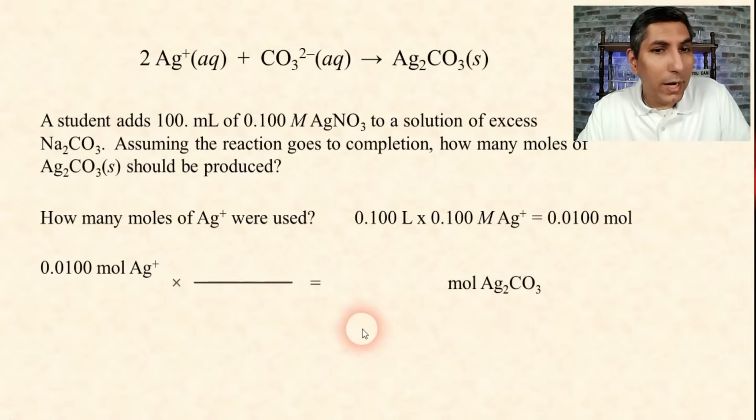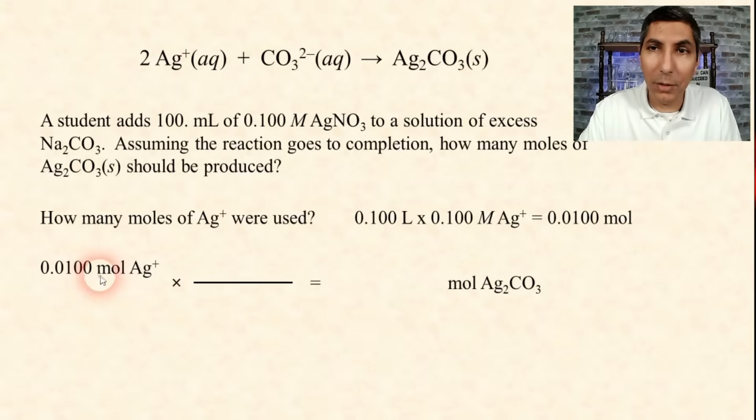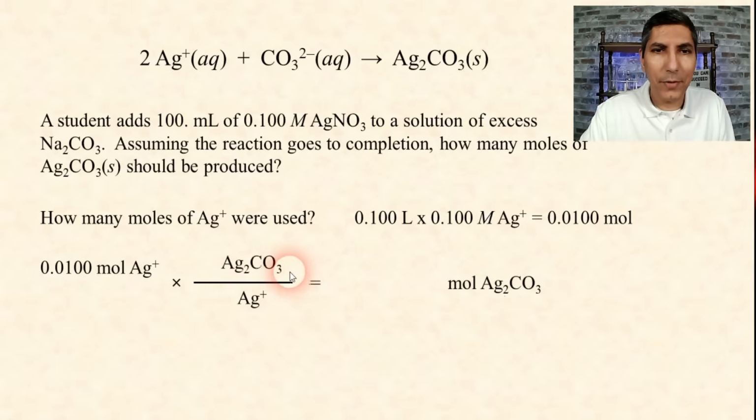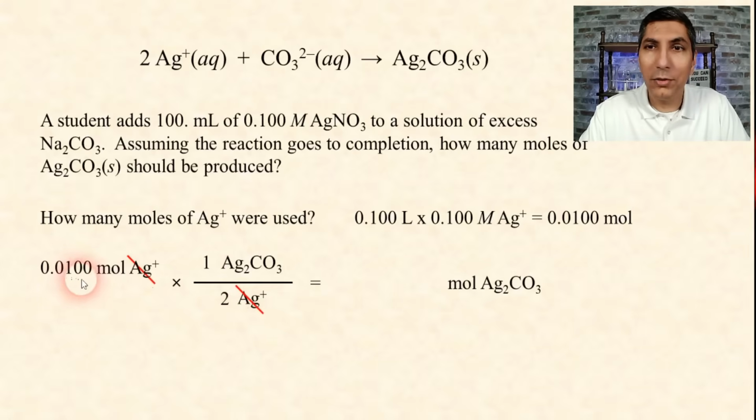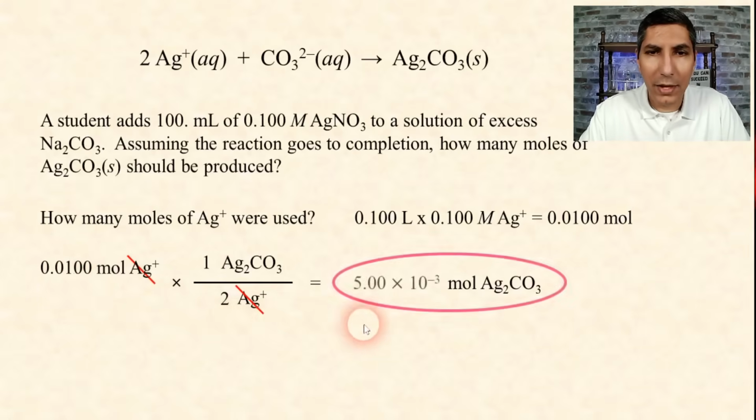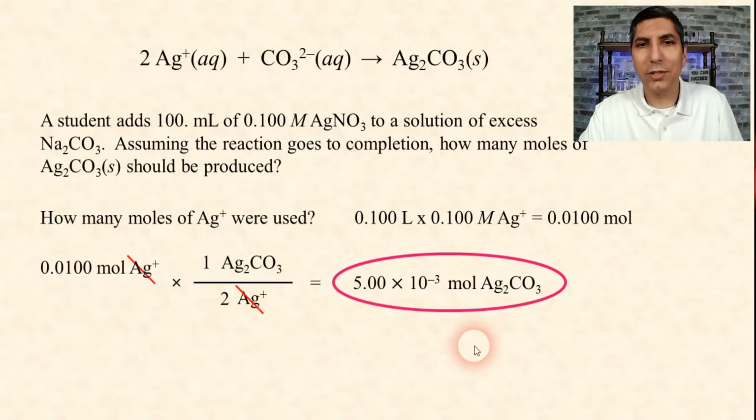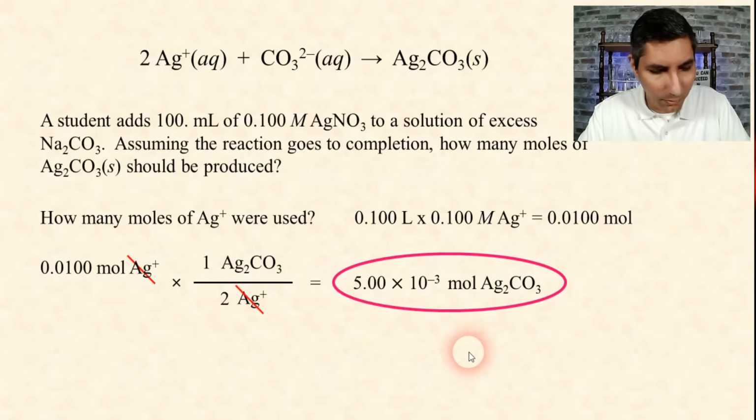So essentially, right now, I just have to do a mole ratio because step one is convert to moles, and I'm in moles right now. So I can put Ag+ on the bottom, and Ag2CO3 goes on the top. And looking at the equation to do the mole ratio, it's 1 silver carbonate for every 2 silver ions. And so now I just have to divide 0.0100 by 2, and the answer is about 5 times 10 to the negative third moles of silver carbonate, or 0.00500 if you prefer that.